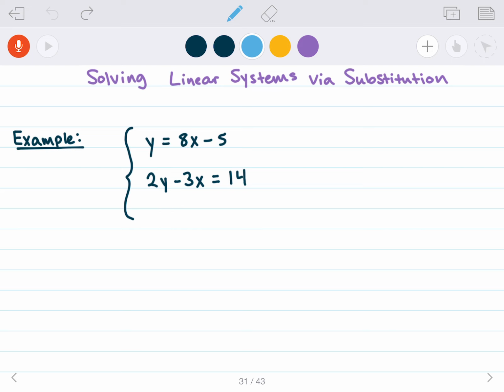So what if, since we know this is equal to y, why don't we just punch this in here, right? Because that equals y. Once we do that, we're all in terms of x, and yay, we can solve it. So I'm going to plug in y, which is 8x minus 5, into this y right here. I'm just going to punch it in for y.